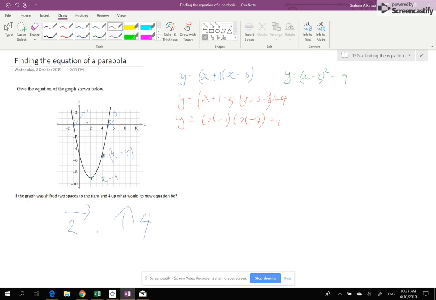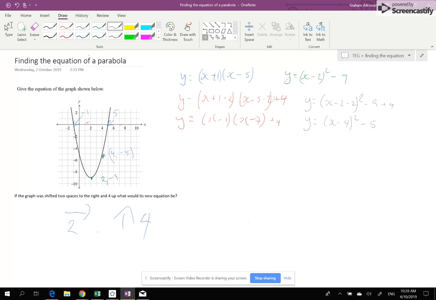If I was to do the same with my completed square form, well, again, I would get y equals x minus 2 minus another 2 squared minus 9 plus 4. So again, I've done exactly the same. I just happen to have moved my stuff across and moved it up. So that's y equals x minus 4 squared. Now minus 9 plus 4 is minus 5. So my equation will be x minus 4 squared minus 5.